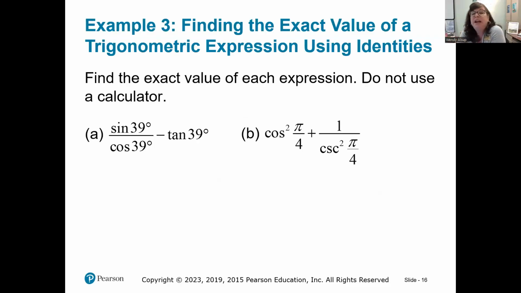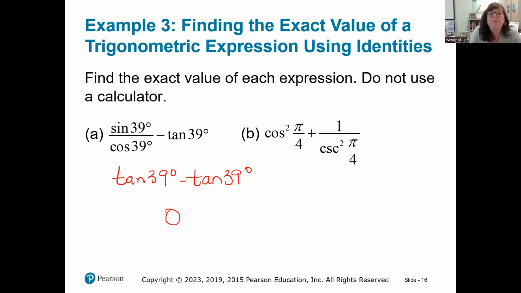If I give you the sine of 39 degrees divided by the cosine of 39 degrees, well, sine over cosine is tangent. So what do we got here? We just got the tangent of 39 degrees. This is tangent of 39 degrees minus the tangent of 39 degrees. What would that be? 0.